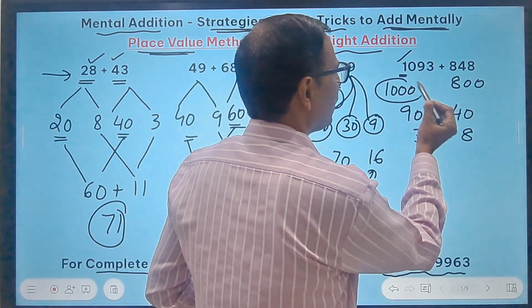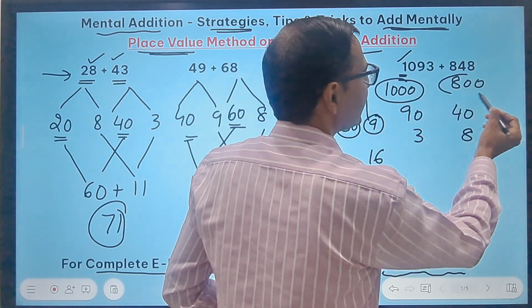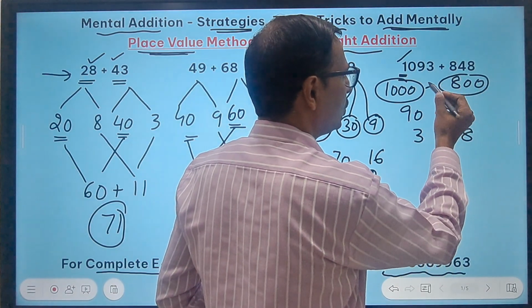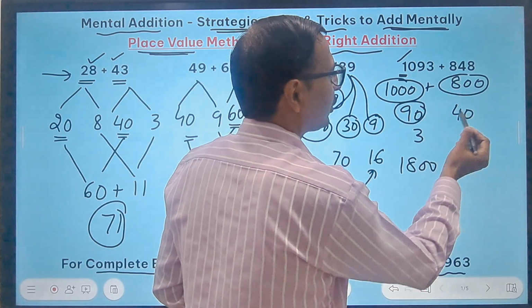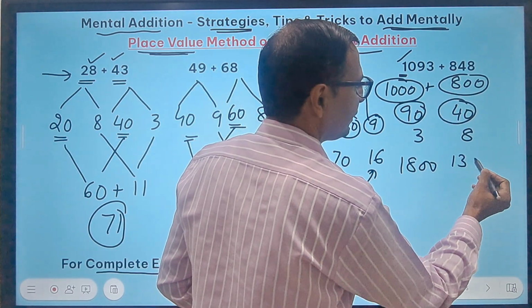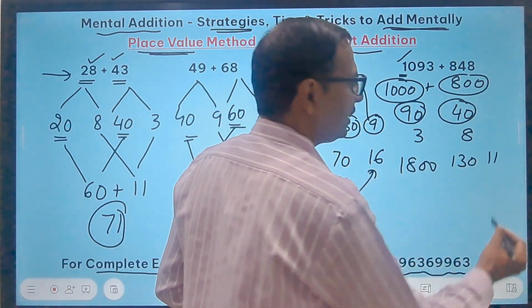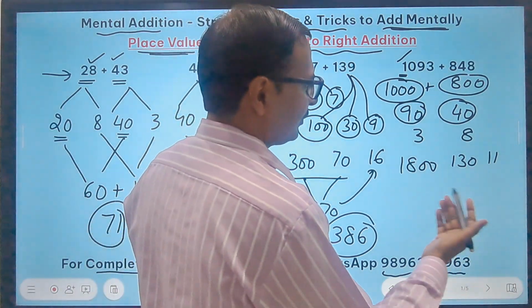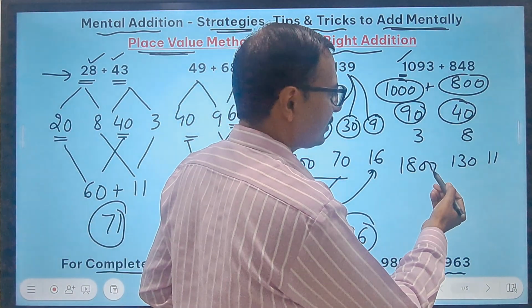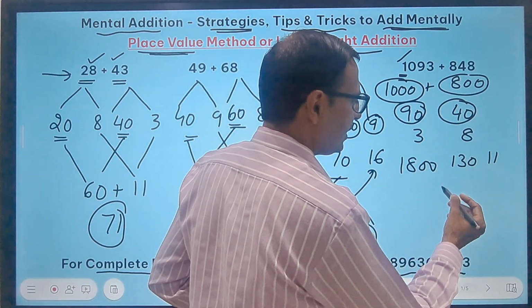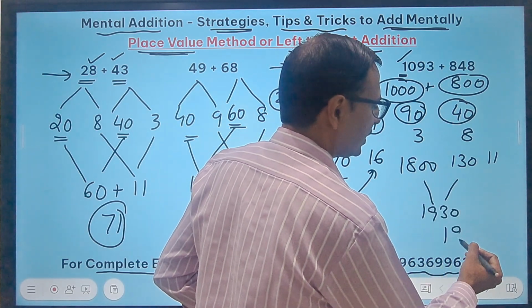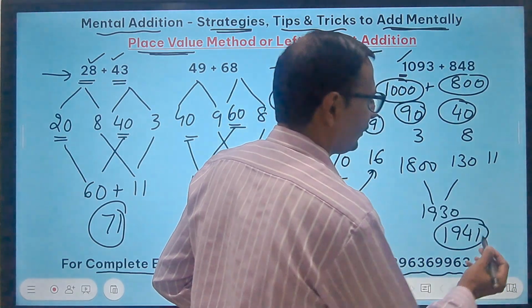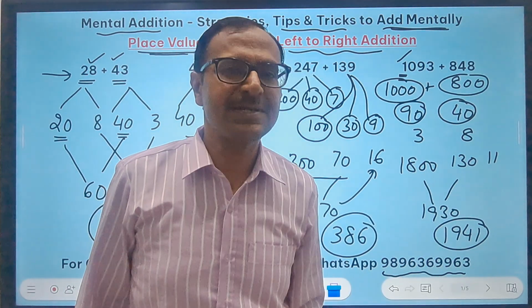Now 1000 is pretty obvious. Hundreds, 800 is pretty obvious. So these two will give me 1800 in my mind. 90 and 40 will give me 130, and 8 plus 3 will give me 11. Now 1800, 1930, 1930 plus 11 is 1941. That's how I will process this in my mind.